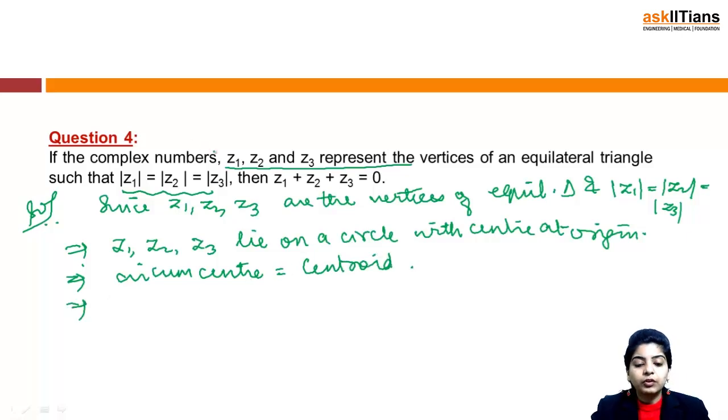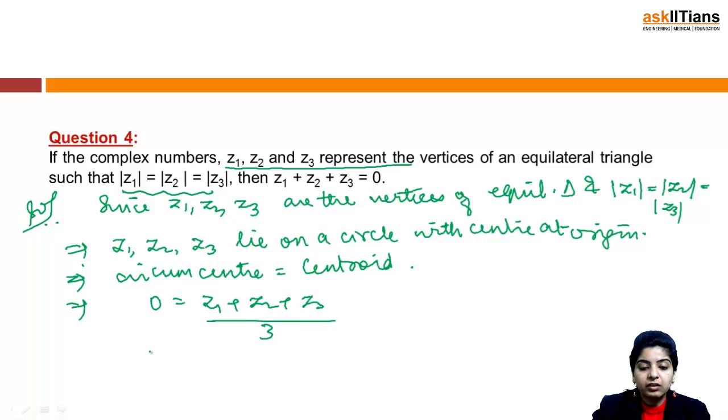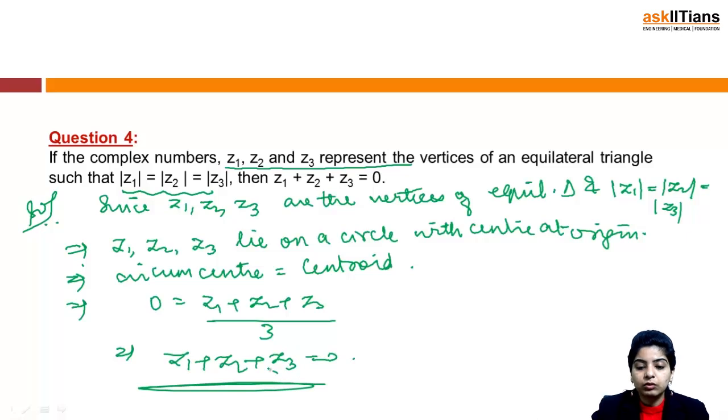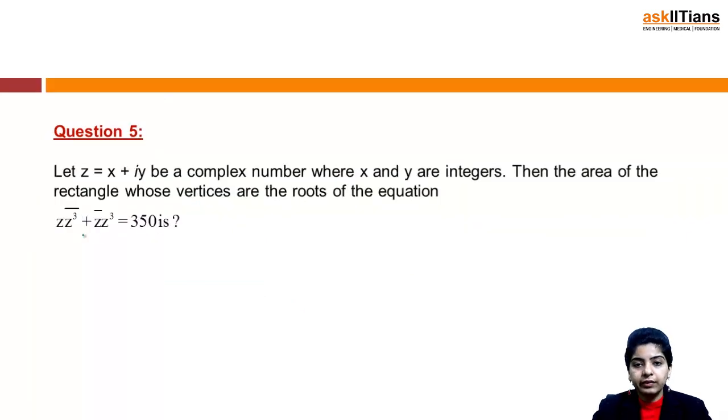Right? So, what we have is circumcenter is equal to centroid, and therefore, if you remember the formula for centroid, we have 0 equal to (z1 + z2 + z3)/3, and therefore we get z1 + z2 + z3 = 0. So see, this question was also quite simple. You just need to understand the logic behind it, and you should be well versed with the various formulae in case of complex numbers.